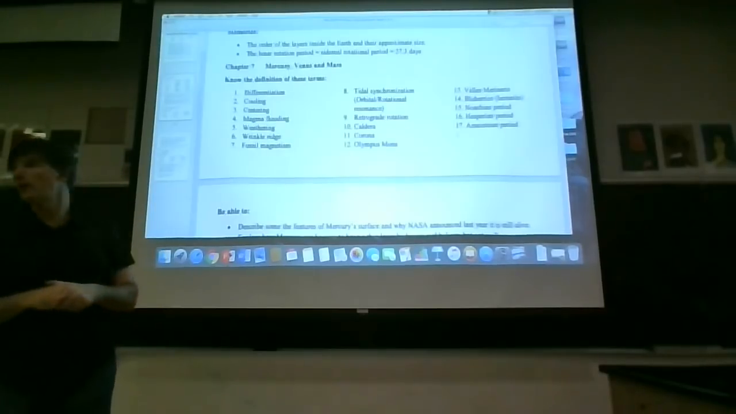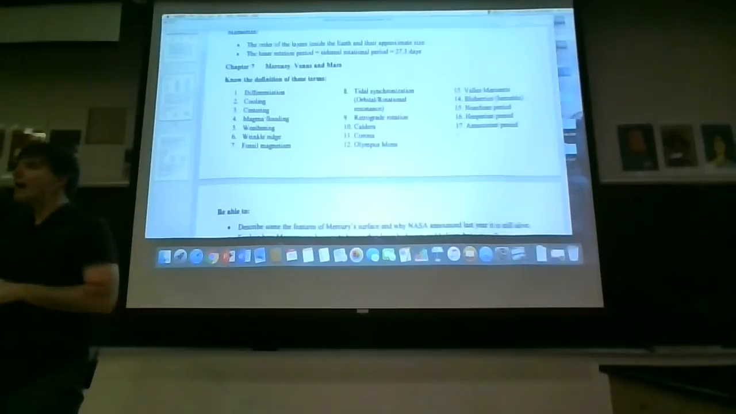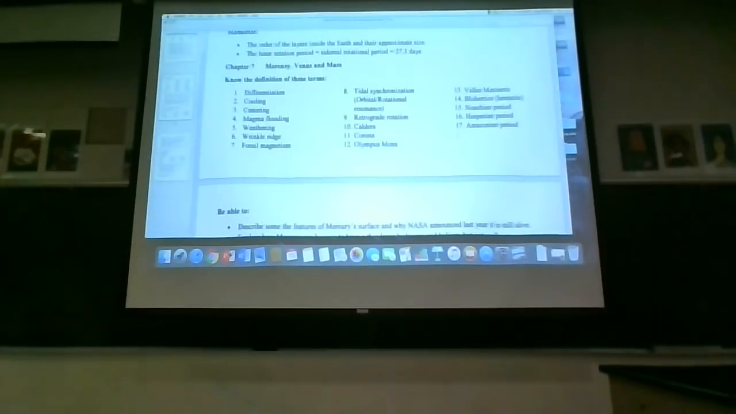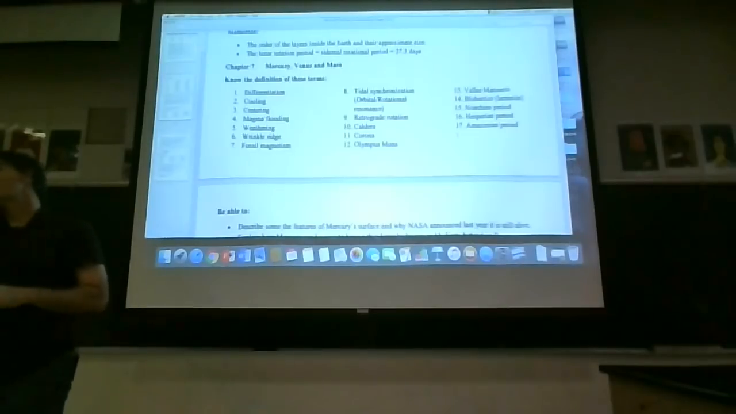So we see this with our moon. Our moon is tidally locked. How about Mercury? Is Mercury tidally locked to the sun? And the answer is not yet. No, not quite yet. And how do we know that?